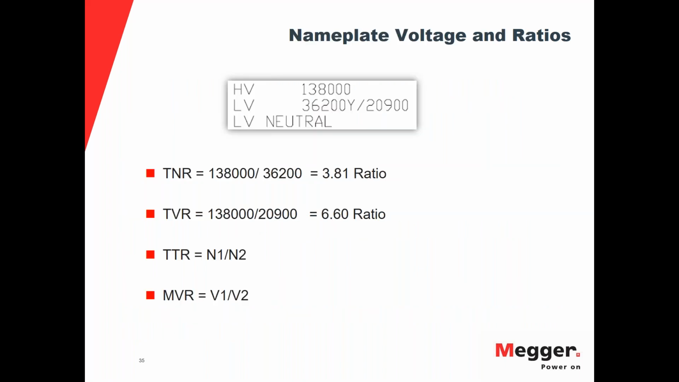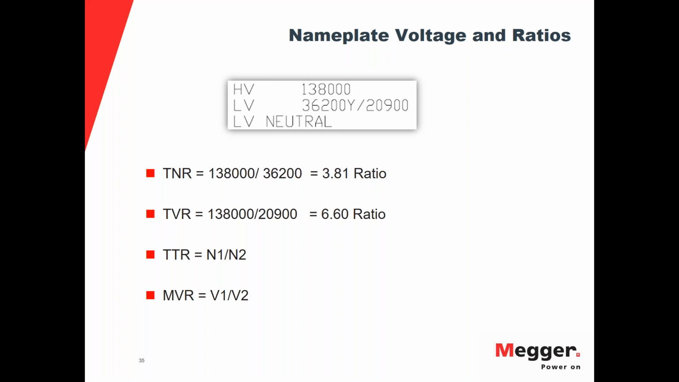And how does that apply to a nameplate? So let's look at it on a nameplate. So here we have TNR. We know that TNR is our high voltage side, our 138 kV, to our low voltage side. This is a Y, so our line to line, we know our line to line is 36K, 36.2K. So if we were to do the calculation, we would come up with a ratio of 3.81.